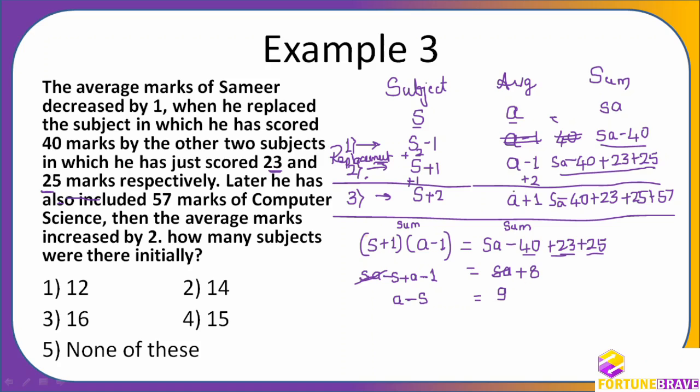Okay, so with this one we solved, right? Till now we are done. So this, I'm going to write it here so that you will be able to remember. A minus S is equal to 9. This is the traditional method, so it will take its own time.